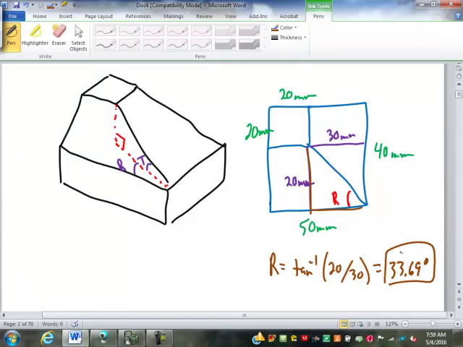T is a little bit more difficult to find. To find T, I'm going to have to know, let's say I tell you that this is 15 millimeters and the overall height is 40 millimeters.